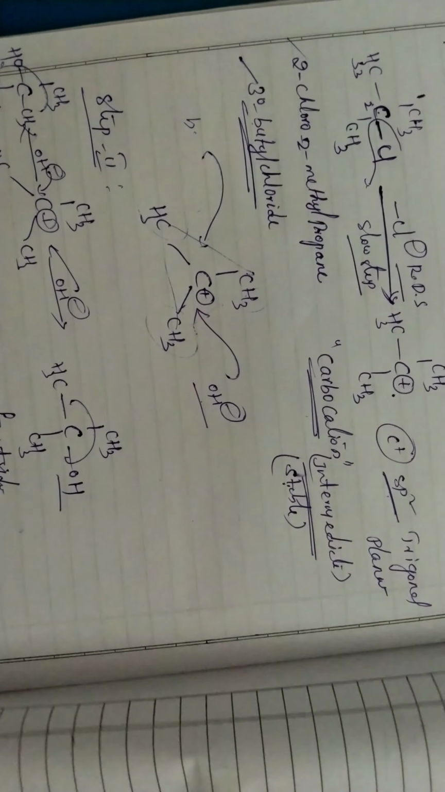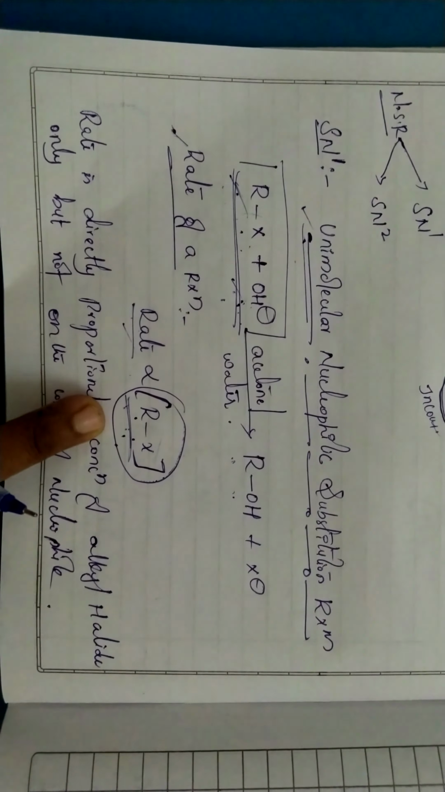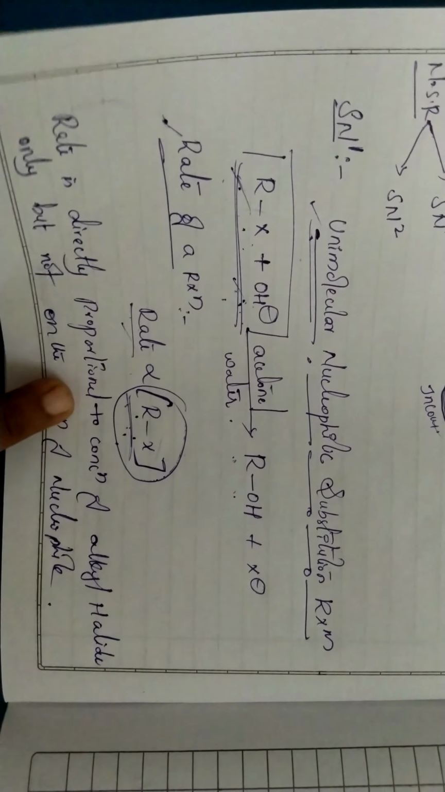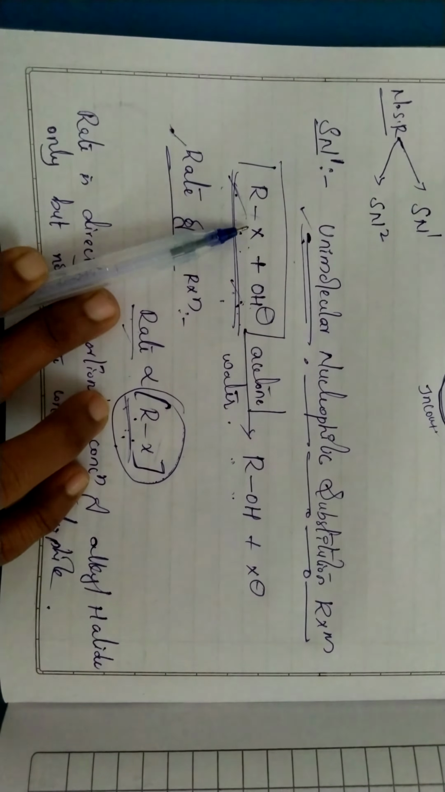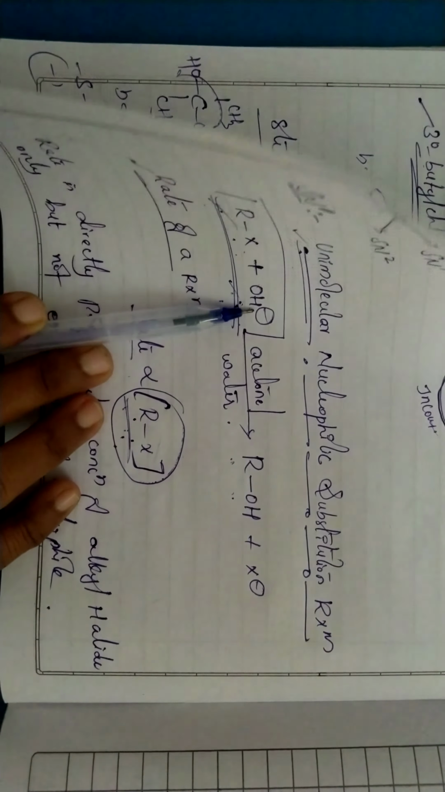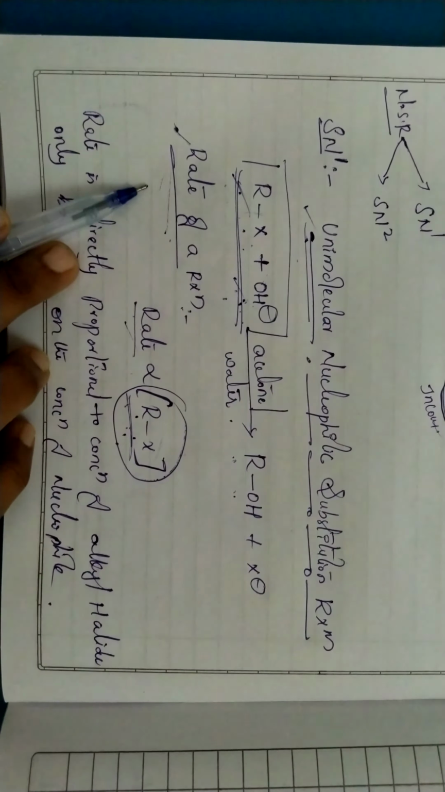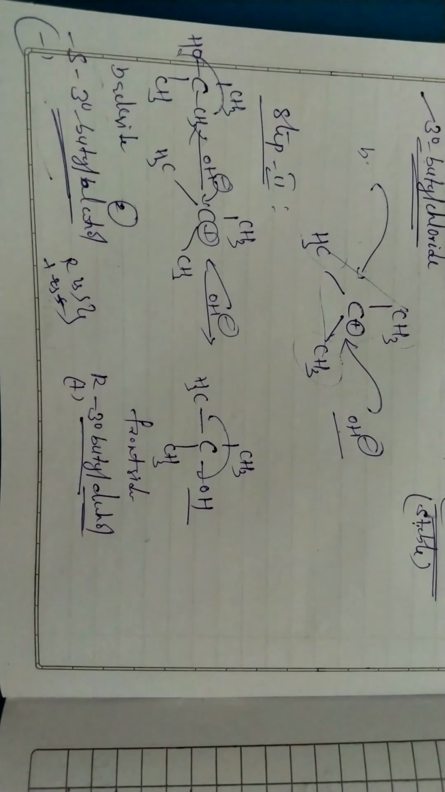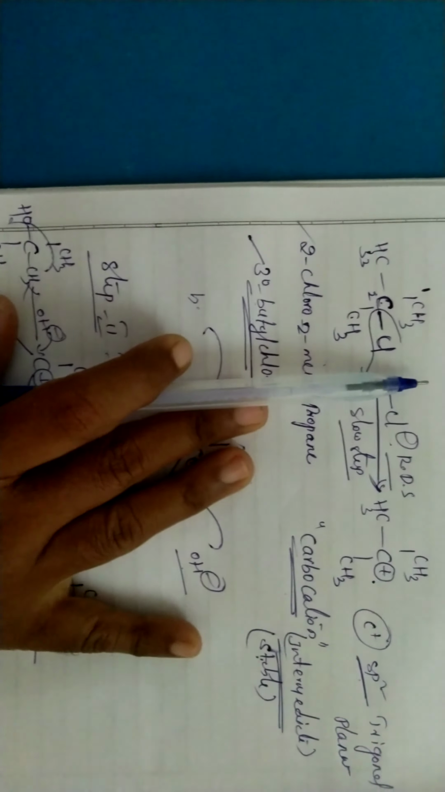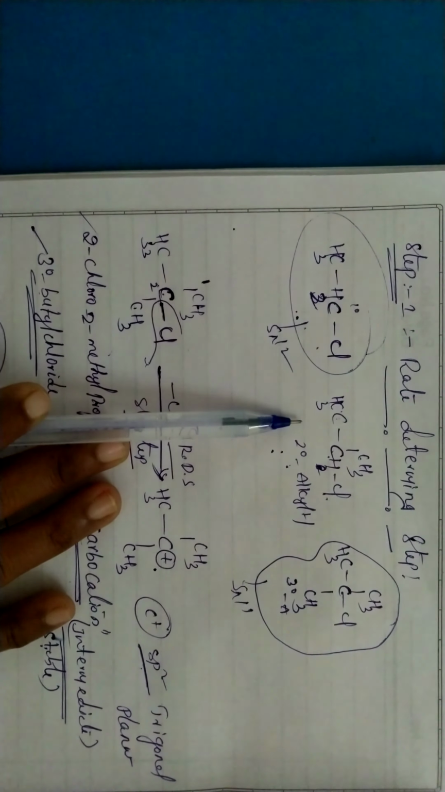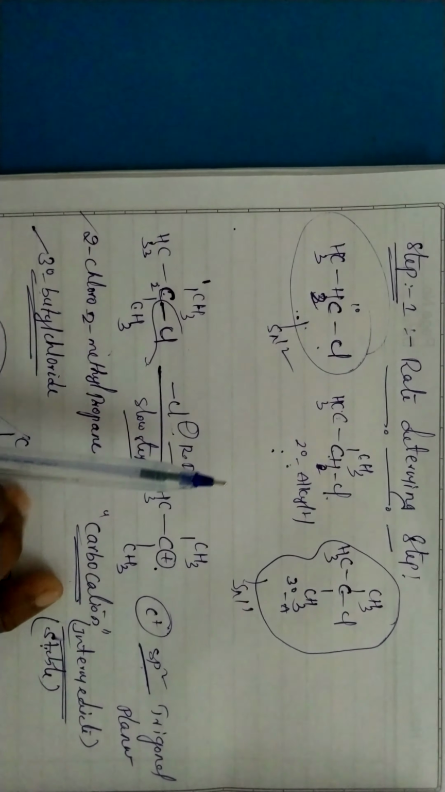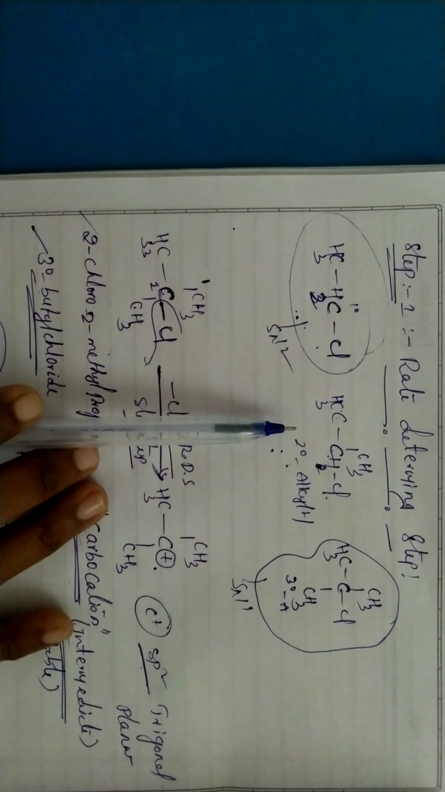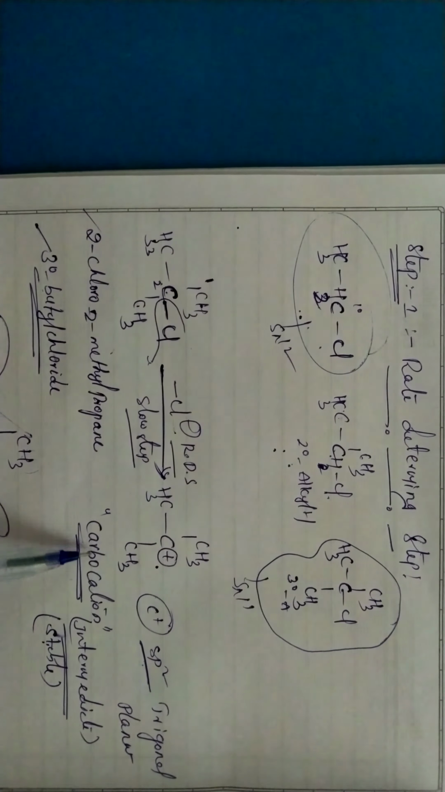So what does SN1 reaction mean here? The rate of a reaction depends only on the concentration of the reactant, that is alkyl halide, but not on the concentration of nucleophile. Only depends on the concentration of alkyl halide, but not on the nucleophile concentration, that is called unimolecular nucleophilic substitution reaction. This SN1 reaction proceeds through two steps, step 1 and step 2. Step 1 is also called the rate determining step, the slow step in the mechanism, that is called RDS. The intermediate of the compound is the carbocation.